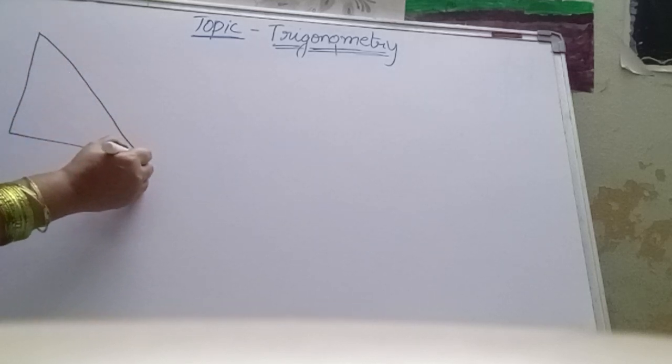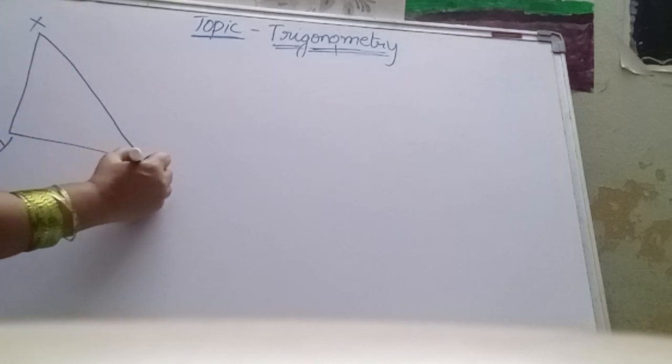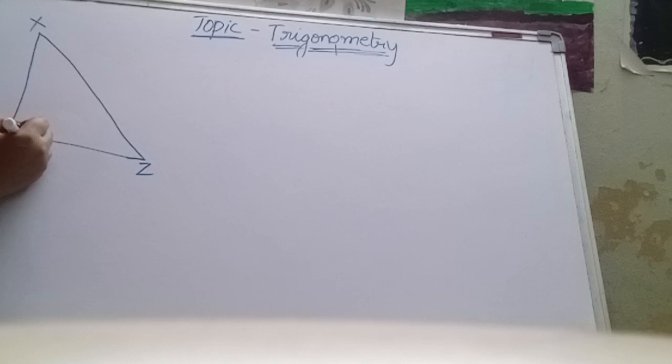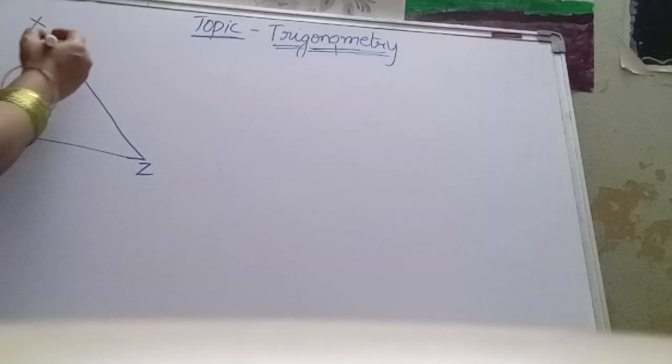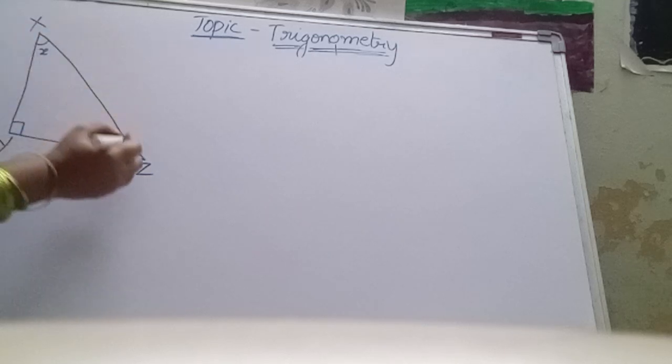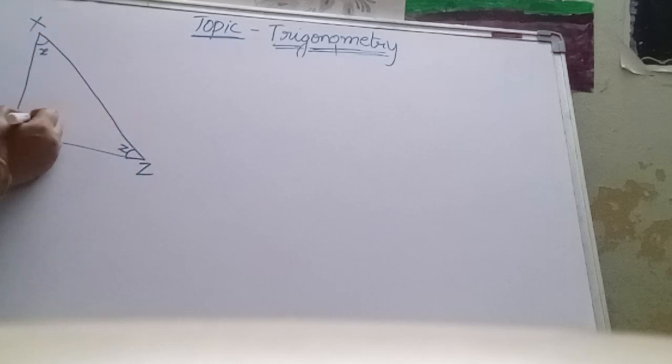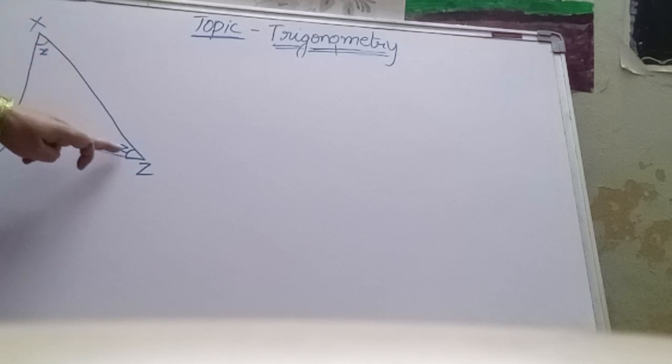See, I have drawn one right angled triangle, and let us name it X, Y and Z. The right angle is at Y, angle Y. This is angle Y, this is angle X, small z, and this is small y. And this directly you can denote 90 degrees because this is a right angle triangle. At Y we have 90 degrees, and this is angle X, this is angle Z.